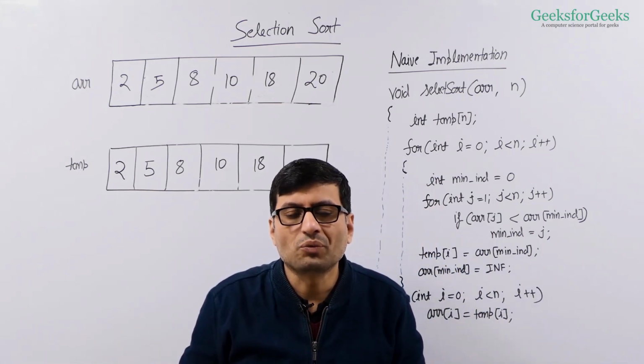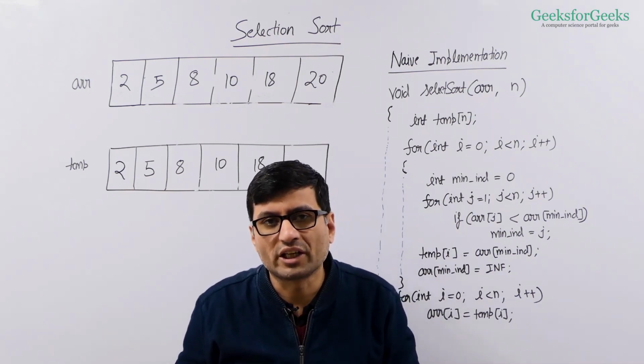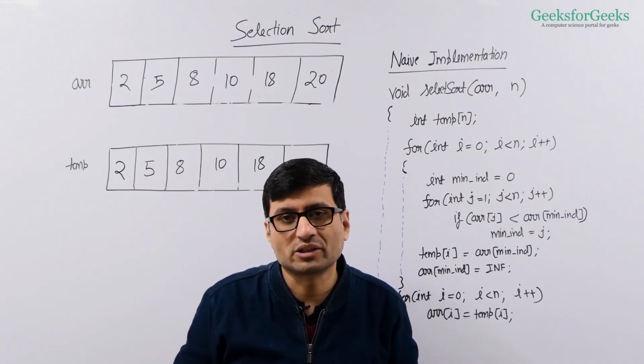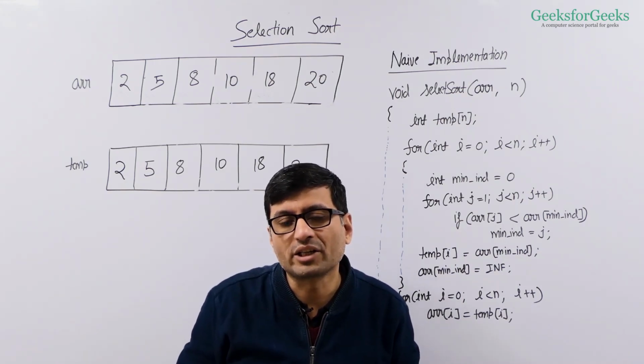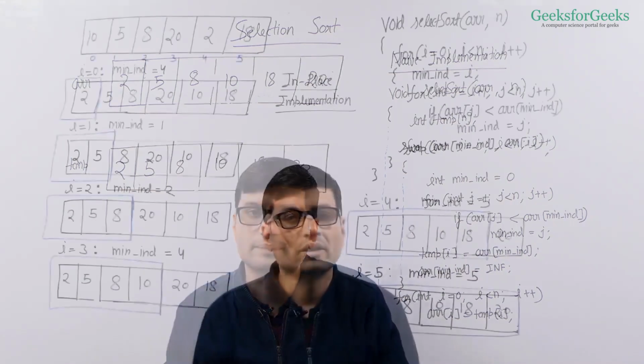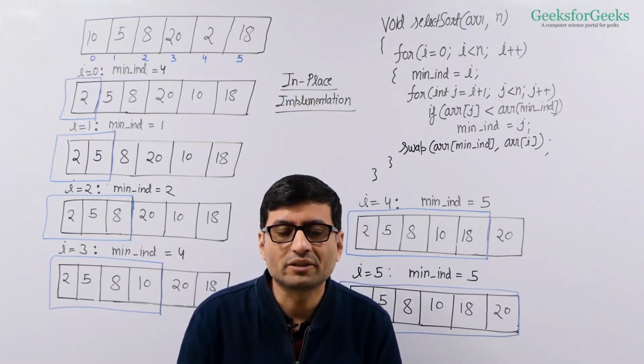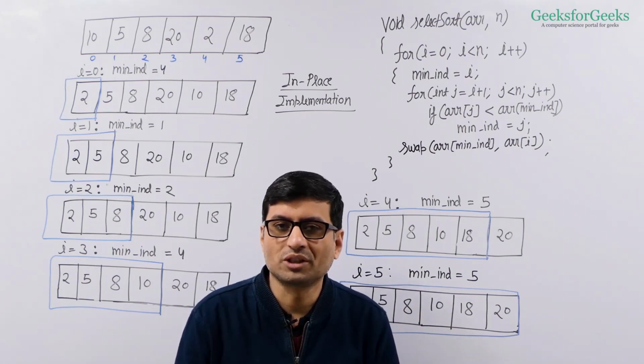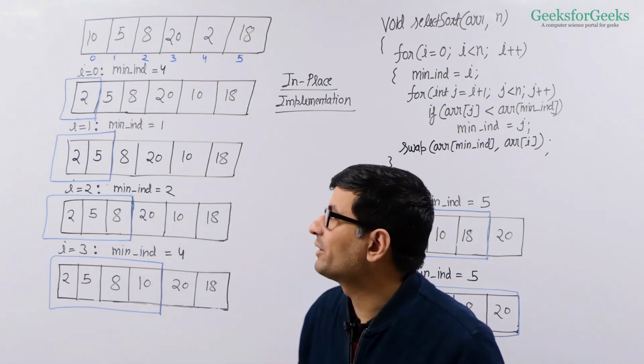In this solution, we are using an extra array temp, right? And this selection sort algorithm should be in place. We should not be using extra array to store the sorted array. Let us now see a better implementation that does not use an auxiliary array. We do all operations within the same array. Let's now understand the idea with this example.